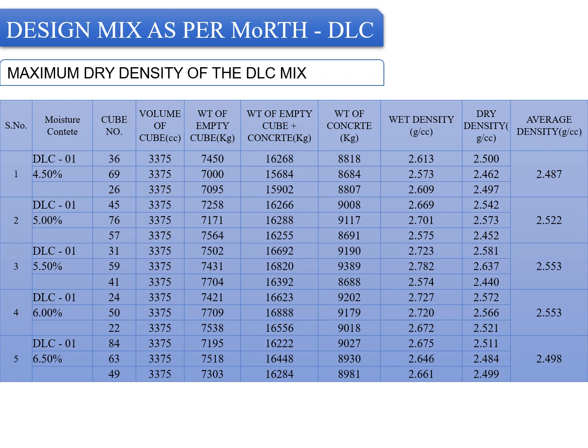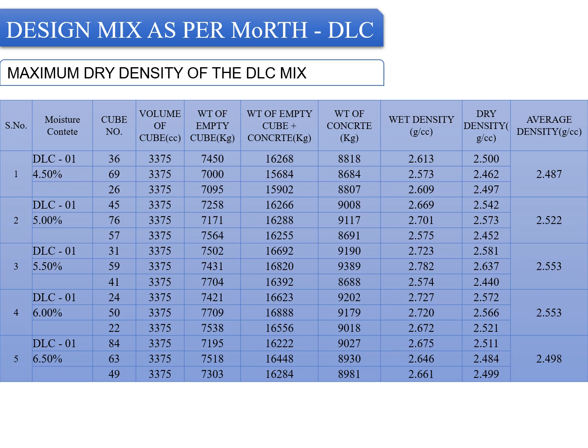So once the mix proportion is fixed, the mixes are made by varying the moisture content in each mix, and we find out the wet densities and the dry densities of the mix using the Proctor test. The need for the Proctor test is to identify the maximum dry density and the optimum moisture content of the DLC mixes. Now, if you see the extreme right column, which shows the values of average dry density of the mix, at 4.5% the DLC mix has an average density of 2.487 grams per cc.